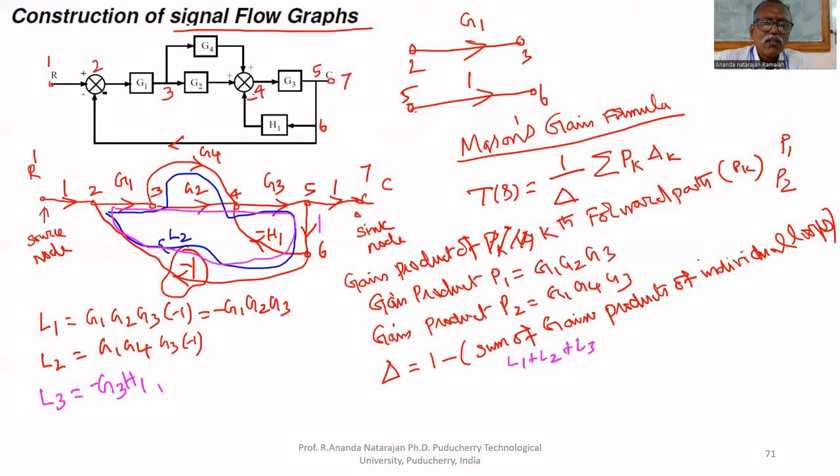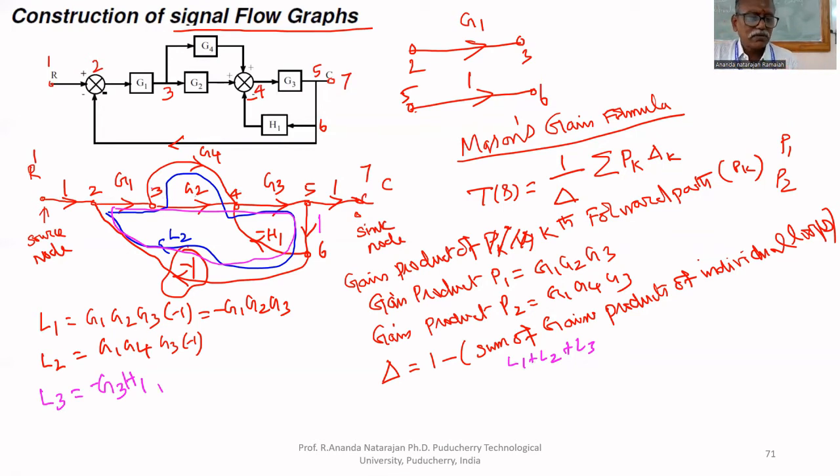3, 4, through G4, then 4, G2, 3 is not a loop. Why? Why is it not a loop? Direction is not in favor of traveling. If you travel 3 to 4 through G4, you are traveling as per direction. If you travel from 4 to 3, it is against direction. So you cannot travel. Only 3 loops are there, not 4 loops.